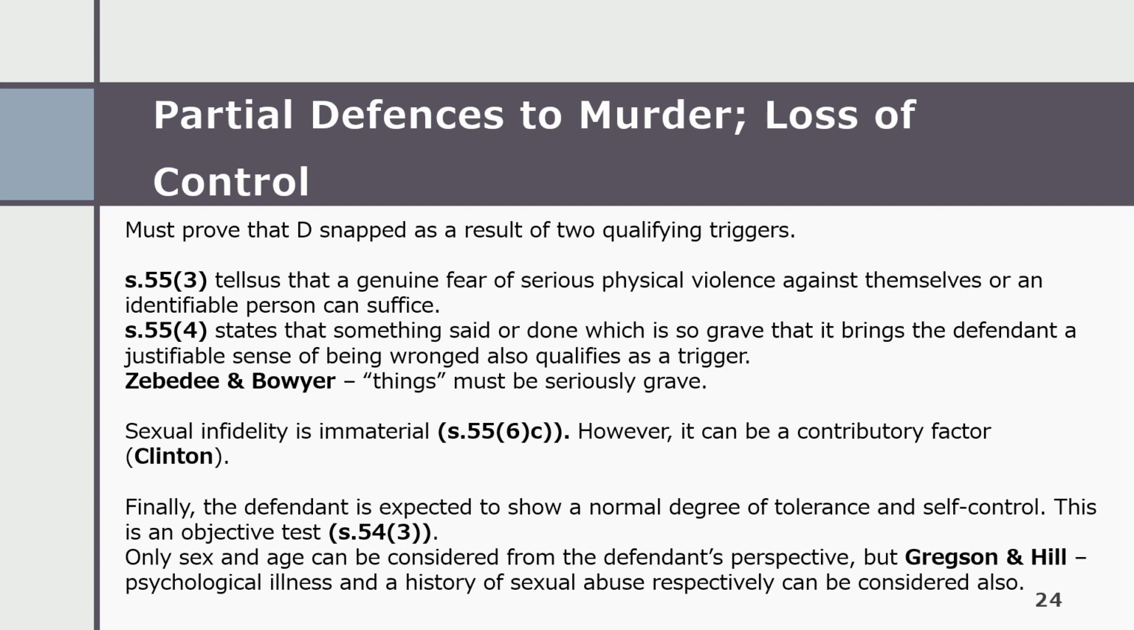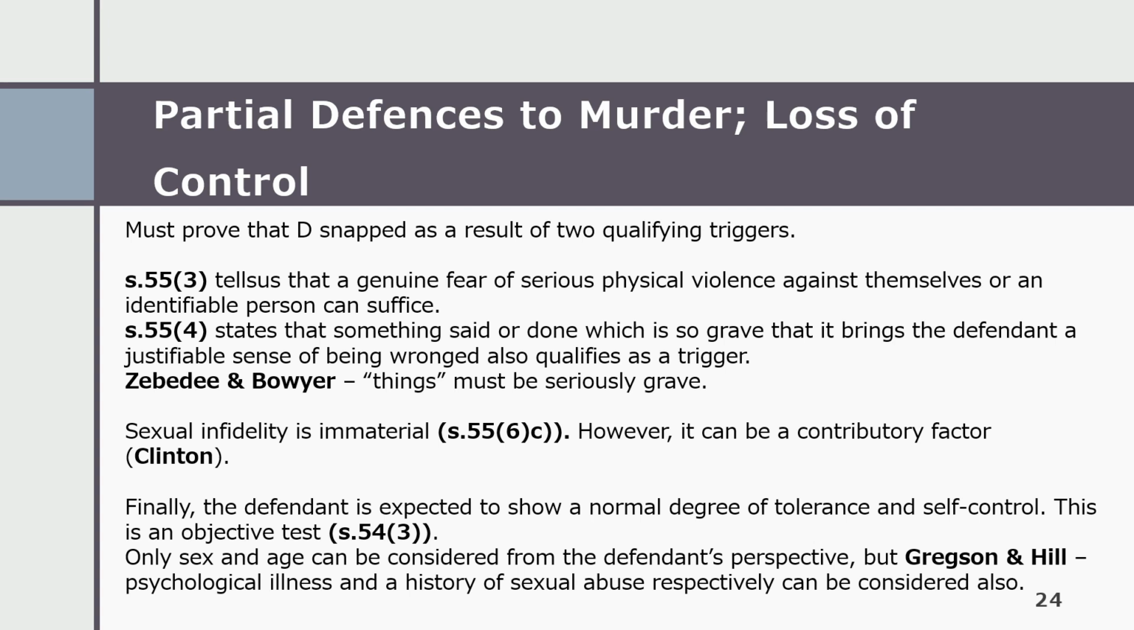Next, you must prove that D snapped as a result of two qualifying triggers. Section 55, subsection 3 tells us that a genuine fear of serious physical violence against themselves or an identifiable person can suffice. Section 55, subsection 4 states that something said or done which is so grave that it brings the defendant a justifiable sense of being wronged also qualifies as a trigger.